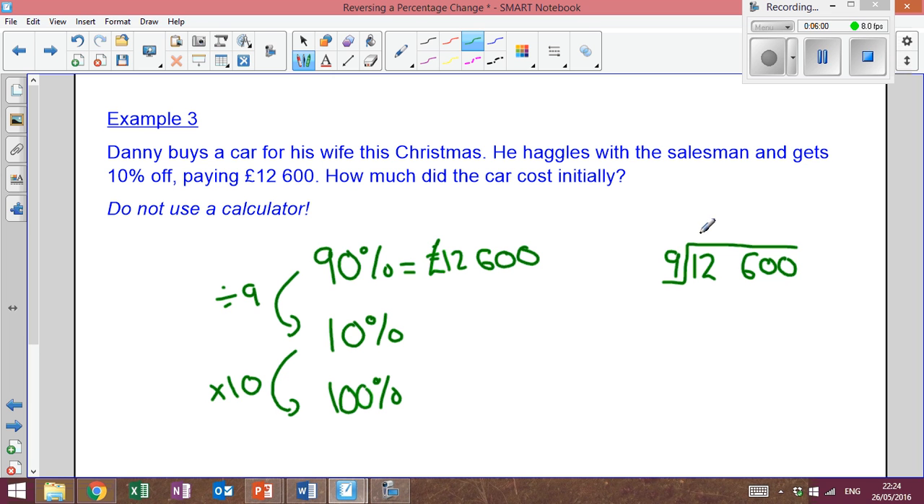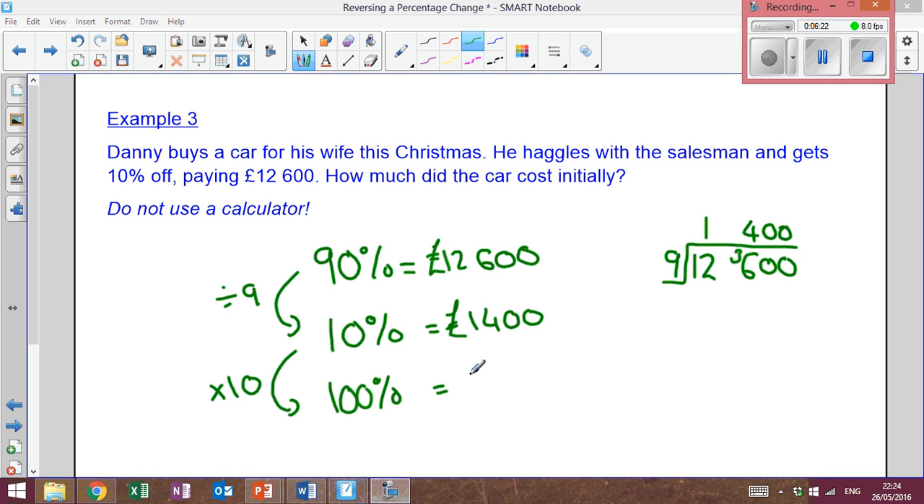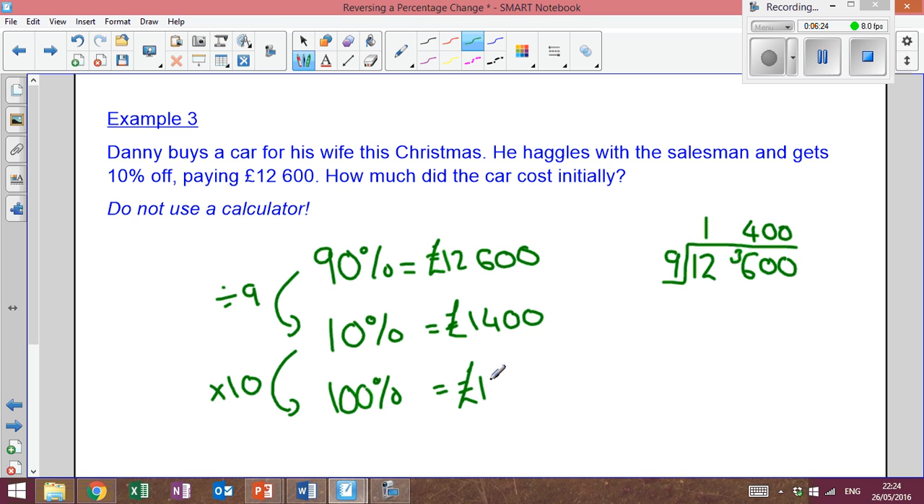Into 12 it goes 1 remainder 3, which is 4, so £1,400. And then times that by 10 gives you £14,000. So initially it cost £14,000.